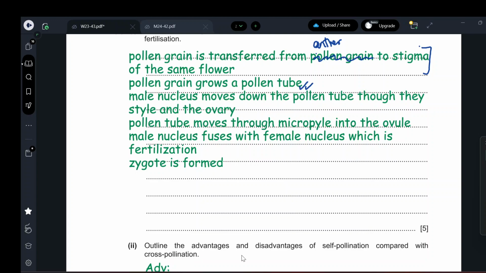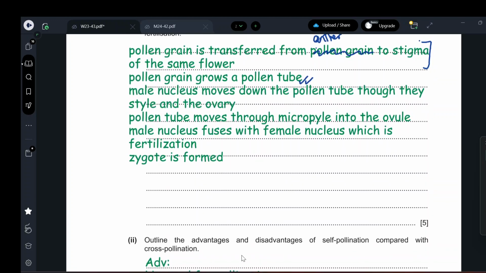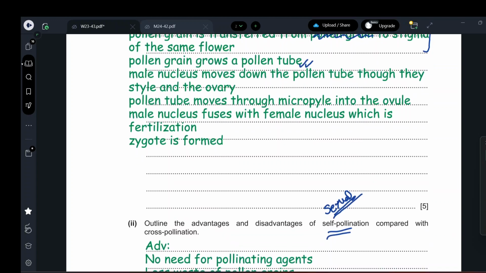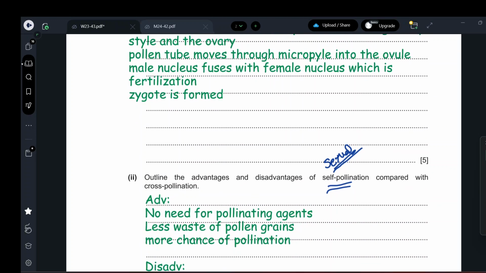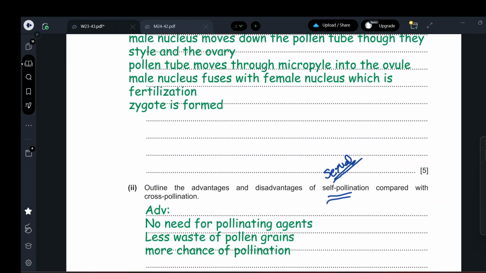Straightforward question, advantages and disadvantages of self-pollination compared with cross-pollination. So the advantages of self-pollination, which is considered a type of sexual reproduction, however, it occurs in the same organism. What do we say? No need for pollinating agents because it's inside the same flower. Less waste of pollen grains. More chance of pollination. More chance of fertilization. So what about the disadvantage?